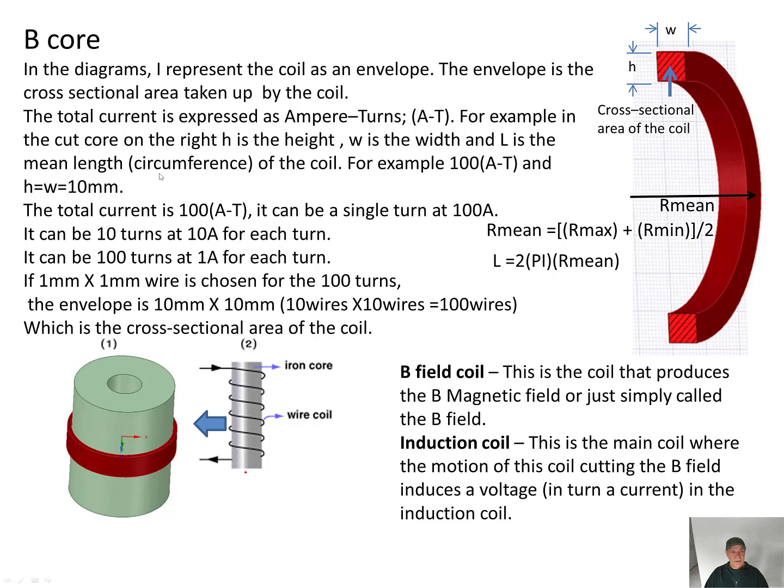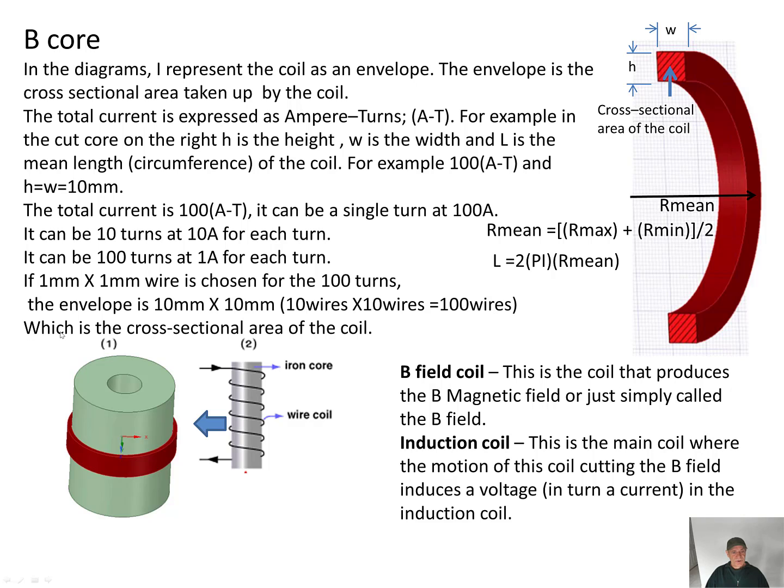For example, 100 ampere turns and H equals W equals 10 millimeters. The total current is 100 ampere turns. It can be a single turn at 100 amps. It can be 10 turns at 10 amps for each turn. It can be 100 turns at 1 amp for each turn. If 1 millimeter by 1 millimeter wire is chosen for the 100 turns, the envelope is 10 millimeters by 10 millimeters, 10 wires by 10 wires, which is equal to 100 wires, which is the cross-sectional area of the coil.